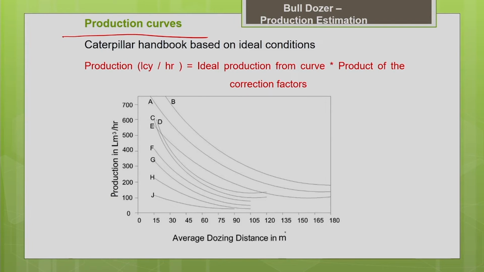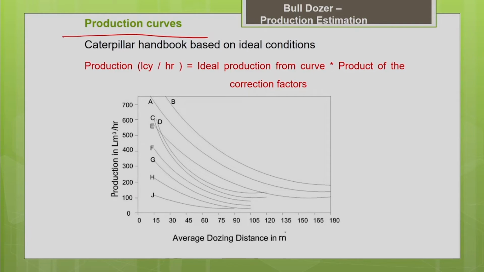Say for example, the Caterpillar handbook. If you look into the Caterpillar handbook, you can see these production curves are supplied by the manufacturer for different models. You can go through the handbook, and also in some literature like the textbook by Peurifoy et al, you can find that these production curves are available. These are just some schematic lines to show the trend.